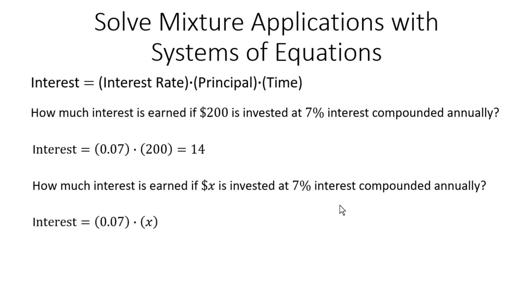Well, in that case, it's still 0.07 times the amount invested, the principal. But in this case, the amount invested is X. So I'll have just 0.07X. So let's use this concept then to solve a problem.